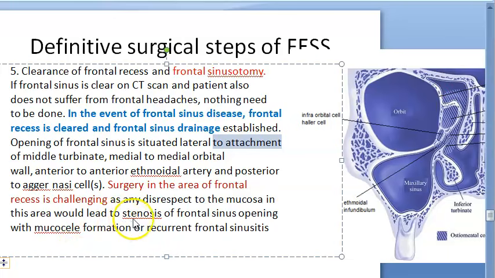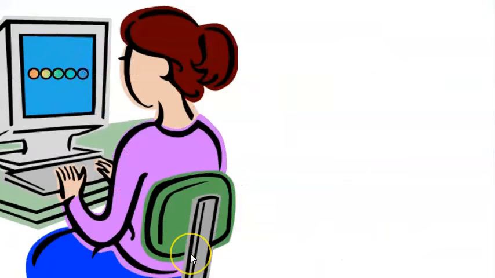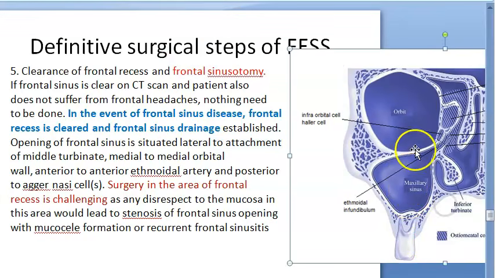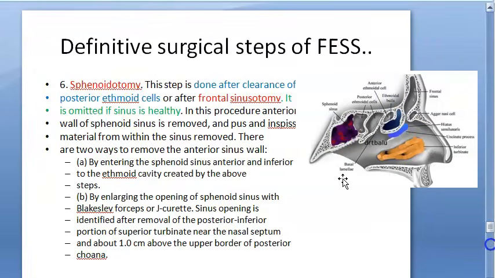If you are not careful, it will lead to stenosis of the frontal sinus opening with mucocele formation and recurrent frontal sinusitis. So basically you understand that one of the contraindications and limitations of the surgery is actually the frontal sinus. Otherwise everything else is fine: maxillary, sphenoid, ethmoid sinus. Only the frontal sinus seems to raise some concerns.